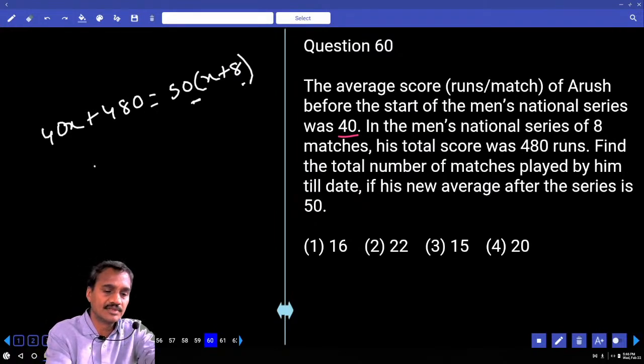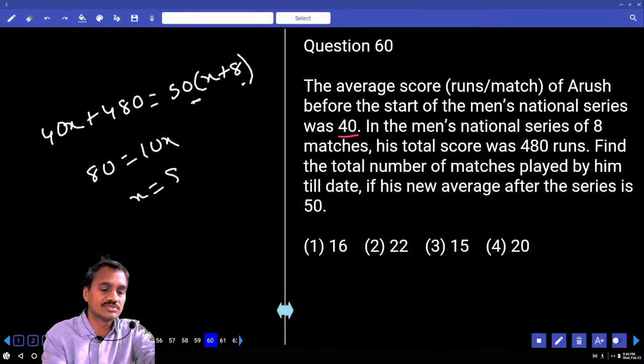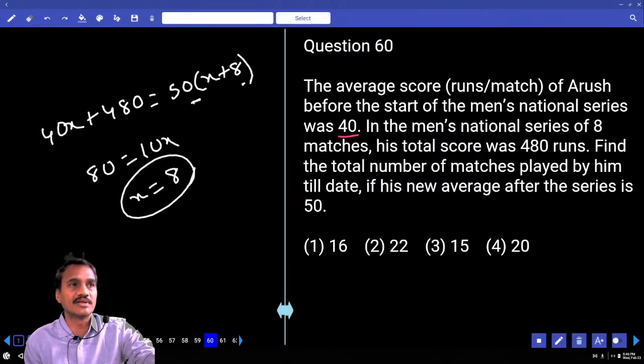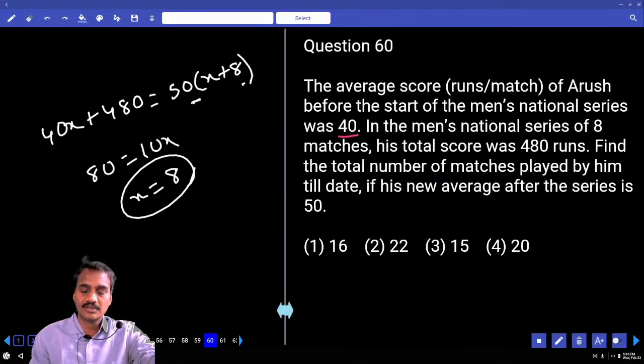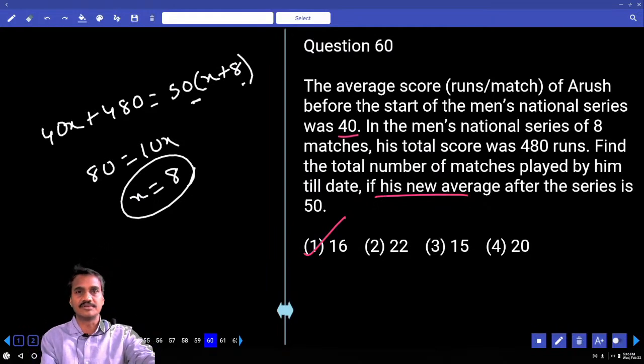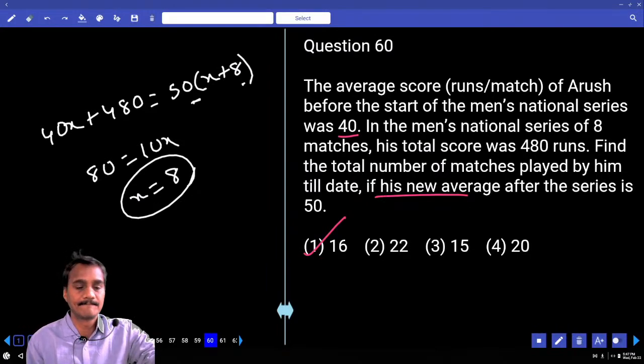Now 80 equals 10x, and x equals how much? X equals 8. And how many matches were played earlier? 8 matches. Then all together till this date, 8 plus 8, 16 matches were played. And this is about question number 60.